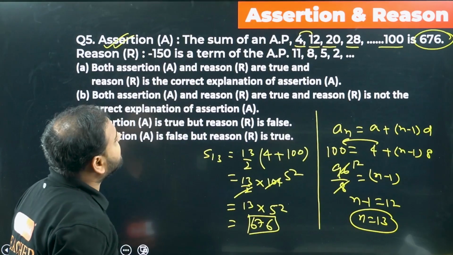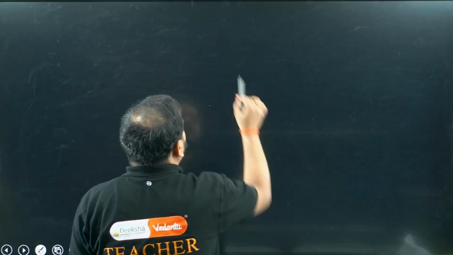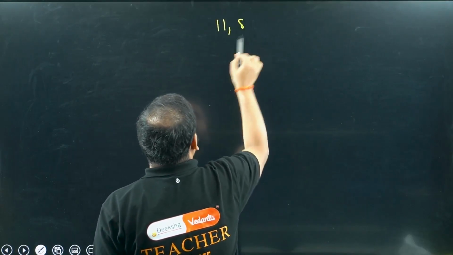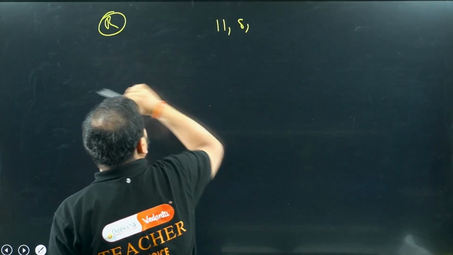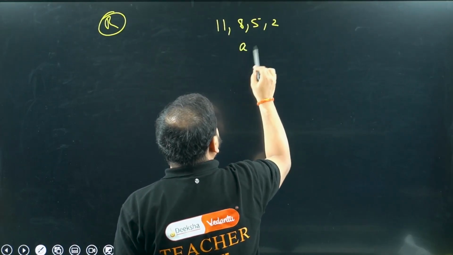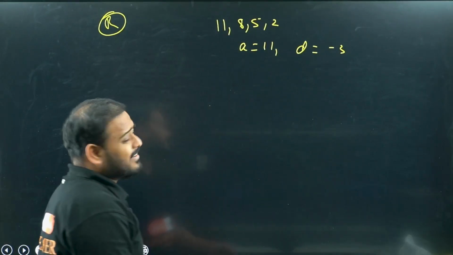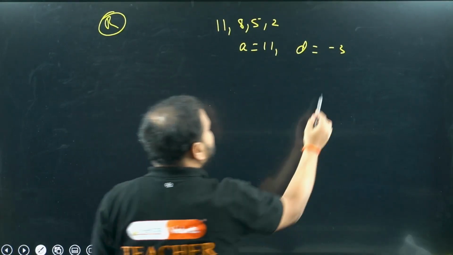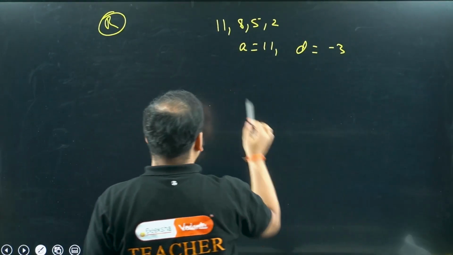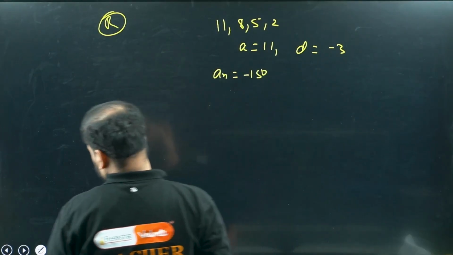Minus 150 is a term of the AP 11, 8, 5, 2. This is the AP given like this, and I'm dealing with the reason now. First term is 11. Common difference is what, bacha? Minus 3. Please check. 8 minus 11 is minus 3. So common difference is minus 3. They are saying that an equals minus 150. Please pause, check if possible or not.